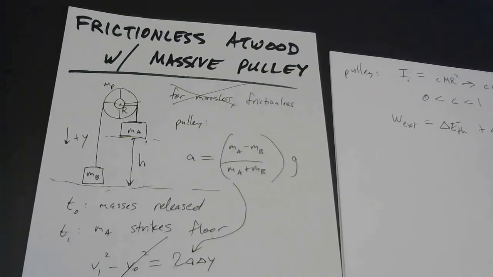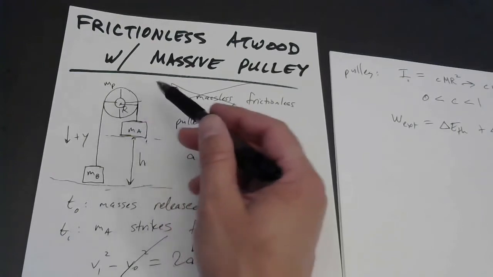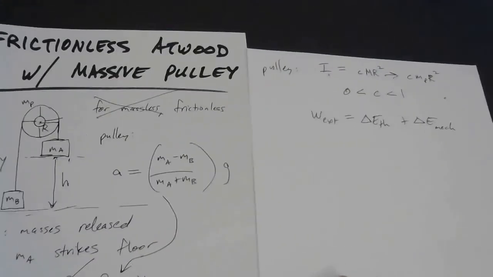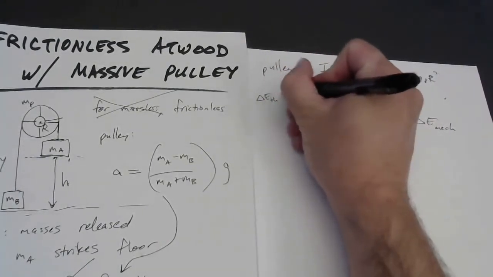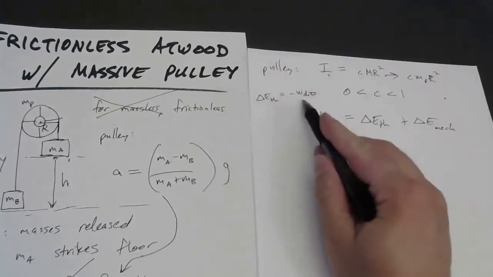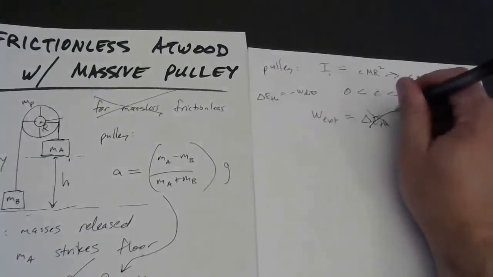And if we can ignore air drag and friction within the bearings of the pulley, in real life, you would have some friction, then that means we don't have to worry about dissipative forces. And remember, the increase in thermal energy is just the negative of the work done by dissipative forces, because dissipative work is always negative. Negative, negative means increase in thermal energy. So let's get rid of that term.